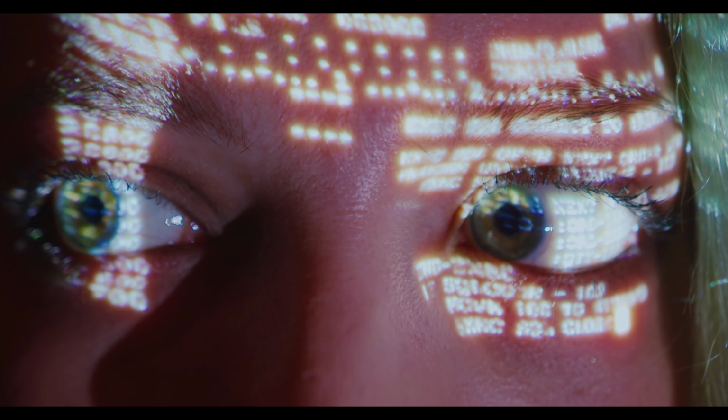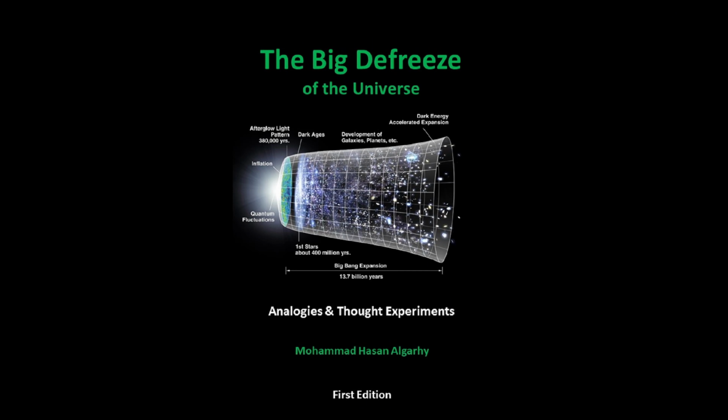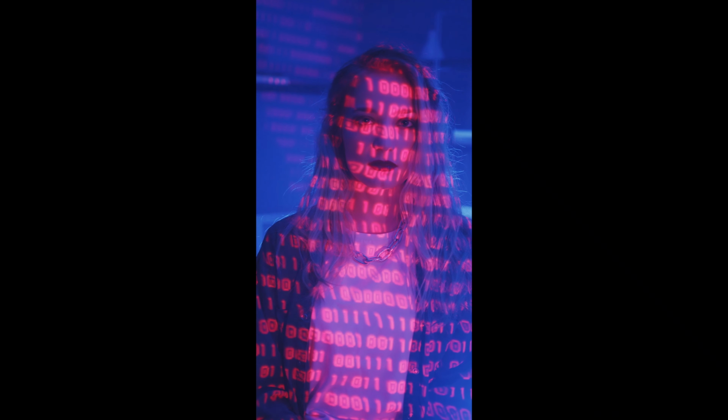Well, all these questions are answered at least partially in the book The Big Defreeze of the Universe. But I'm gonna give a brief about what happens to all the other scenarios, which is a very important question, especially when comparing the many worlds interpretation with the two worlds interpretation. The short answer is that they get erased. They never happen.